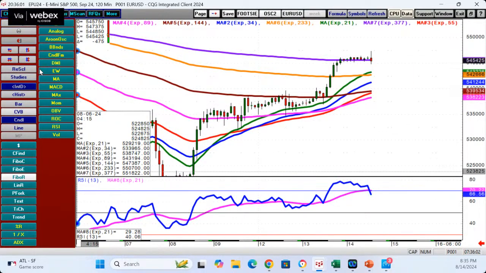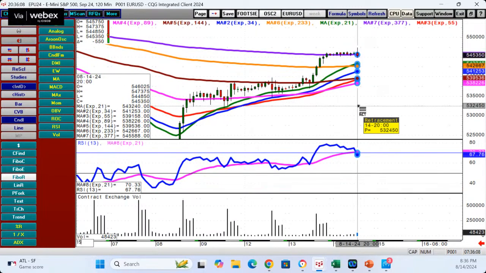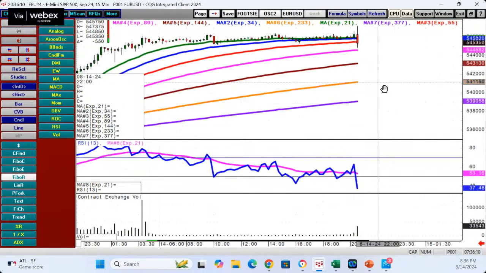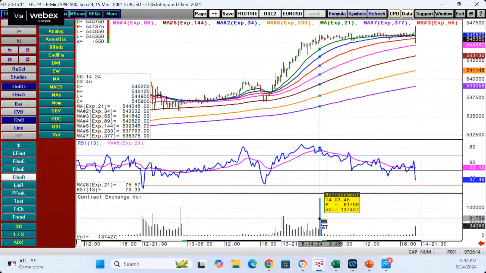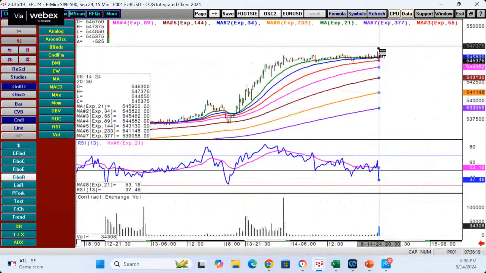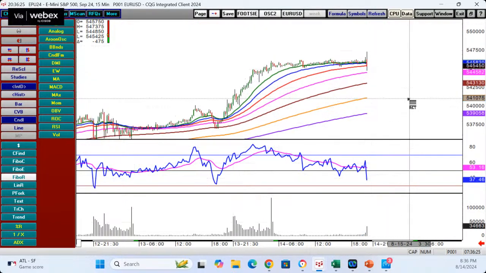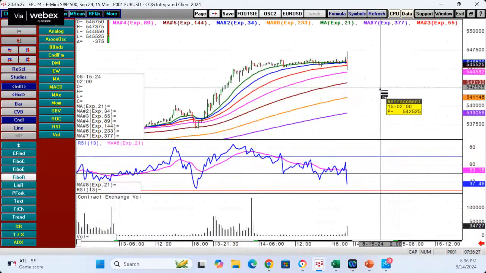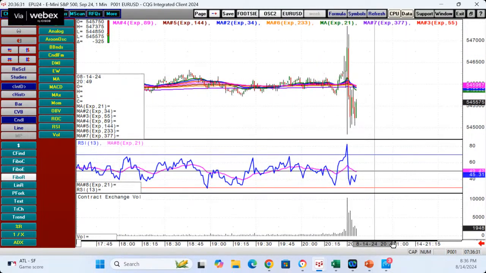Especially when we trade S&P, and especially futures, it's good to watch the volume. When we see a high volume here, a spike in volume, it looks like this is going to be a top, and we expect the price to come down and see a correction.